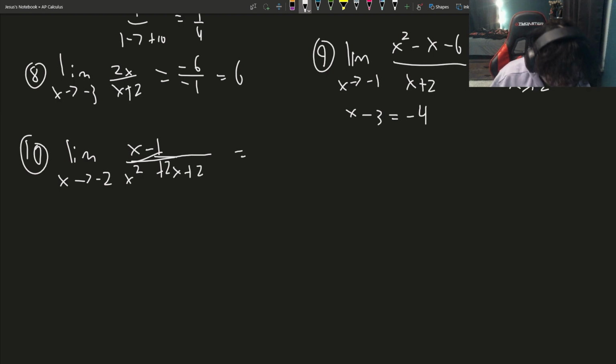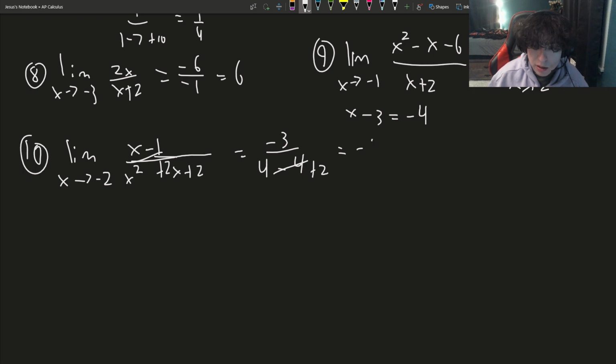Because two numbers that multiply to 2 are just 2 and 1, but that would be x squared plus 3x. So you just plug in -2. So we plug in -2 at the top, we get -3. When we plug in -2 to x squared, which is just 4, I'll just write it out. 4, and then minus 4 plus 2, and these cancel, and we get -3 over 2.